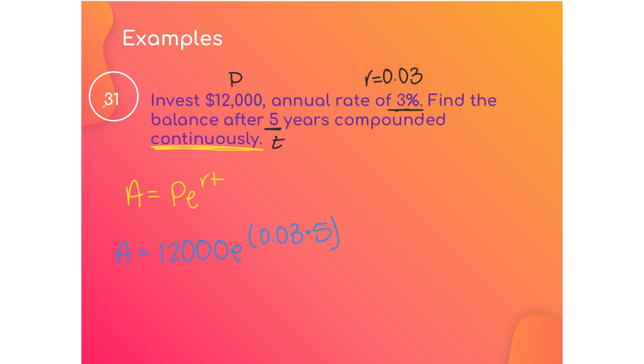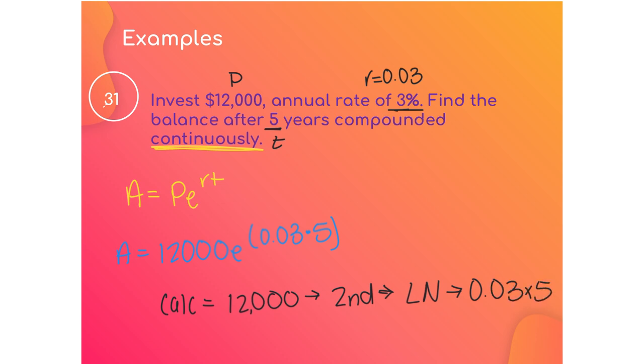All right, now what is it going to look like on my calculator? I'm going to have that 12,000. Then I'm going to go ahead and push second ln, and then 0.03 times 5. And if you plugged it in correctly to your calculator, you should get $13,942. And don't forget to round to the nearest cent. Not 10 cents, 1 cent, nearest cent. Want to get the most bang for my buck.